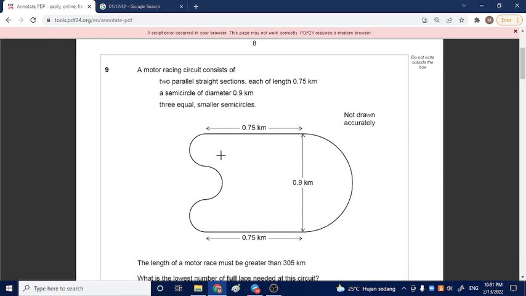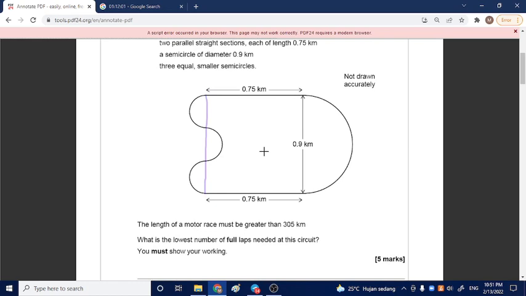Anyways, so we have this. What is the lower?